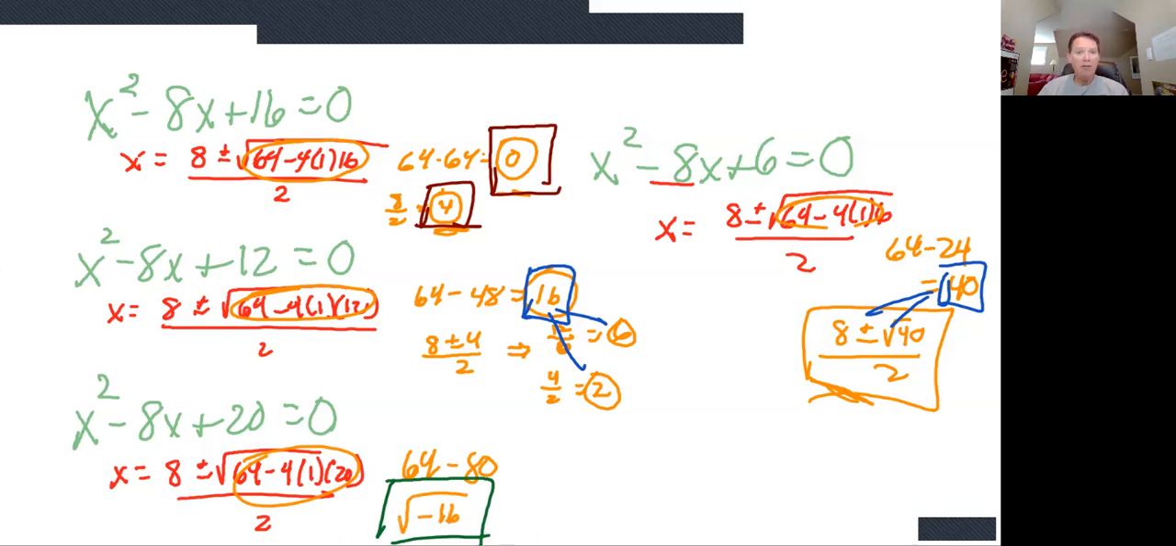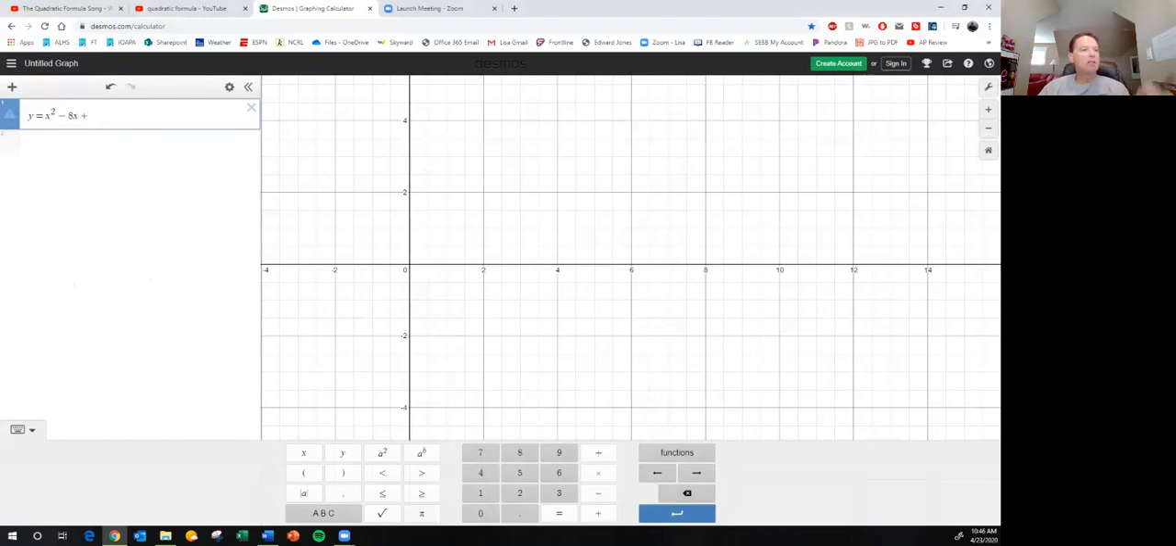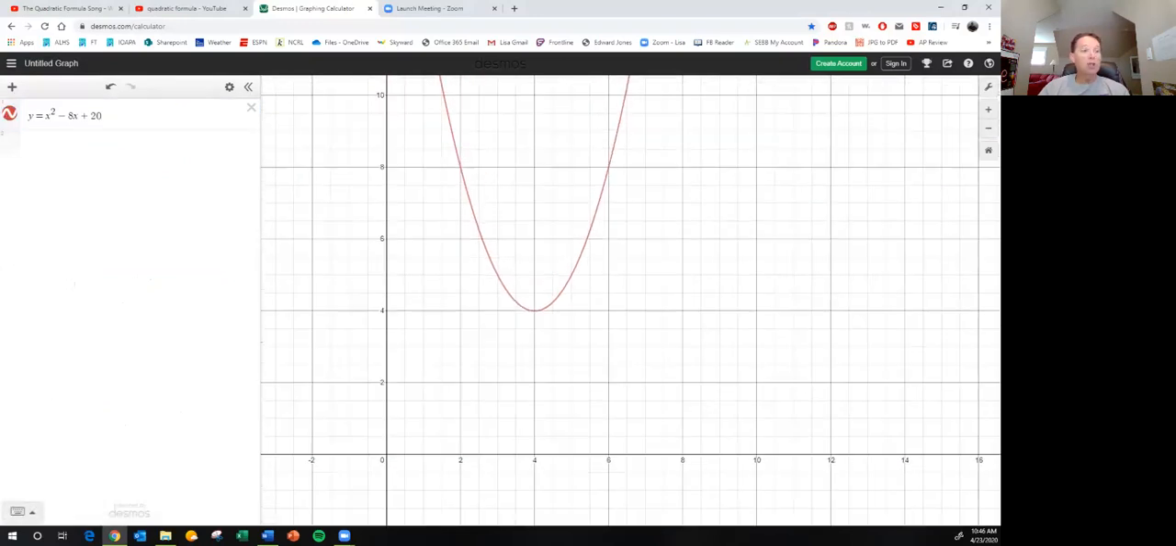What does that look like on a graph for there to be no x equals? I'm so glad you asked. I will show you. So over here on Desmos, what I'm going to do is change this number to 20. And what you'll see here is that there's no place where the graph crosses the x-axis. There's no solution.